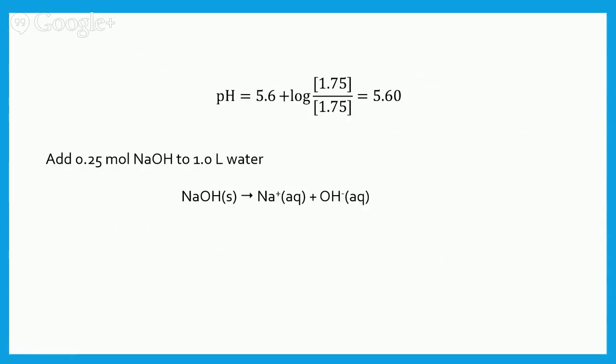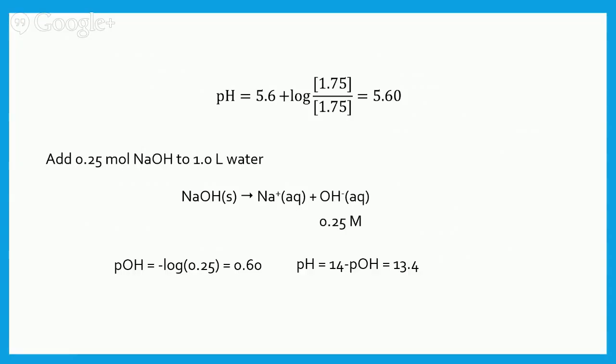Again, there's nothing to react with the base, so it's just going to dissociate to give you sodium and hydroxide. So you end up with essentially a 0.25 molar hydroxide solution. That'll give you a pOH of 0.6. Subtract that from 14 to give you a pH of 13.4.